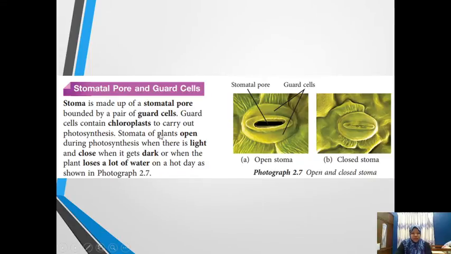So the stomata of plants open during photosynthesis when there is light, and close when it is kept dark or when the plant loses a lot of water on a hot day. Kalau kita tengok di sini, stomata ni dia akan terbuka semasa waktu pagi. Dia akan tertutup apabila keadaan sekeliling dia telah menjadi gelap atau ketika cuaca terlalu panas. Macam sekarang lah, cuaca terlalu panas, so suhu yang agak tinggi, so dia akan tertutup. Sebab dia nak mengelakkan kehilangan lebih banyak air.